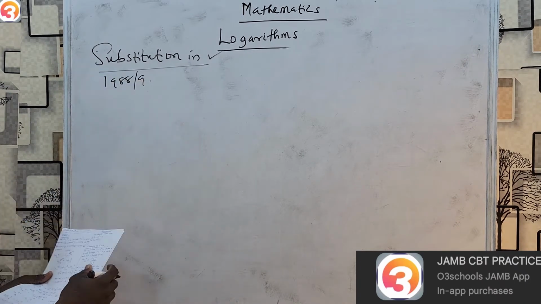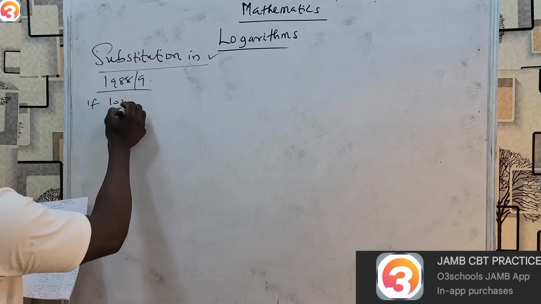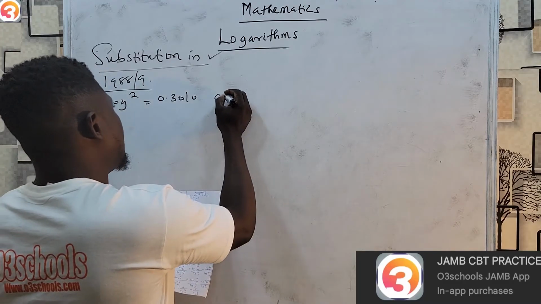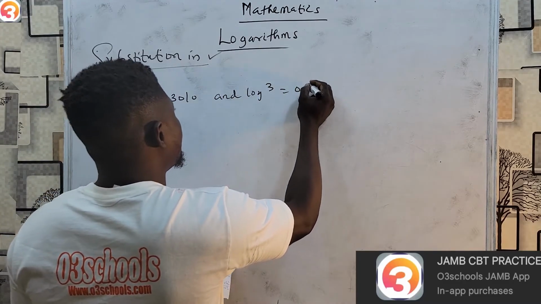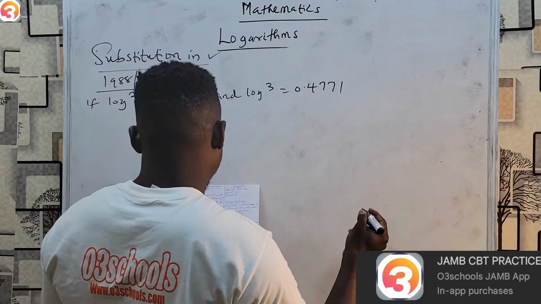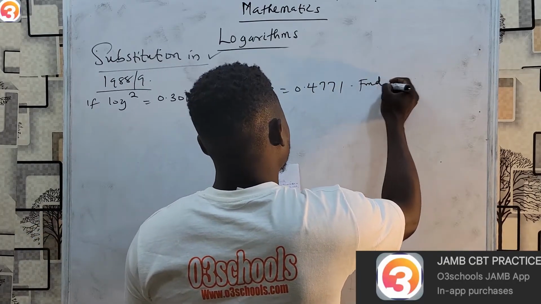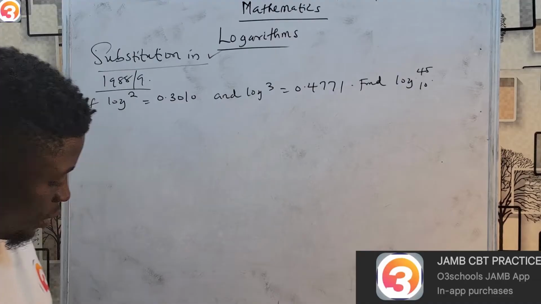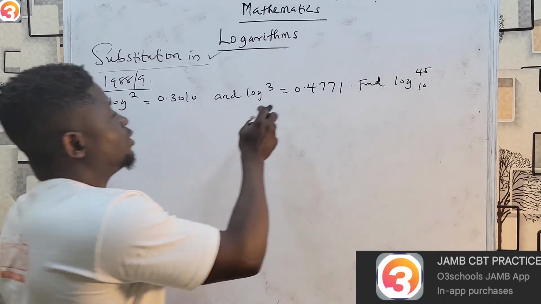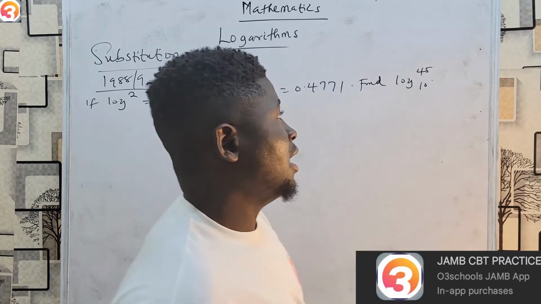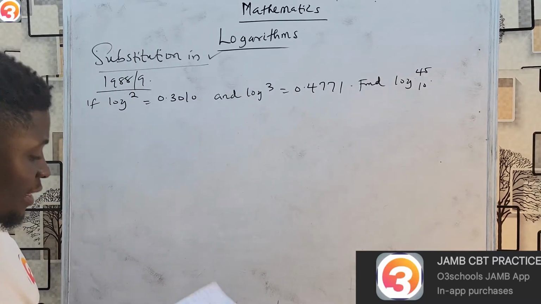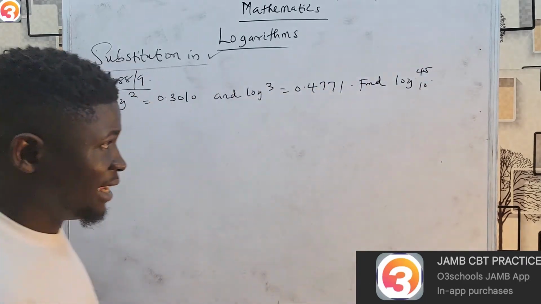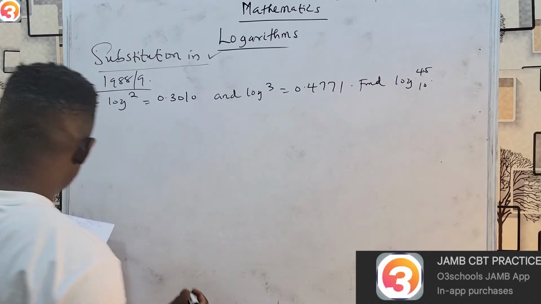So they said, if log 2 is 0.3010 and log 3 is 0.4771, they said find log 4.5 base 10. So we're given the value of log 2 and value of log 3. And we're told to find log 4.5 base 10. Is it 4.5 or log 45? What we're told to find is log 4.5 base 10, rather.